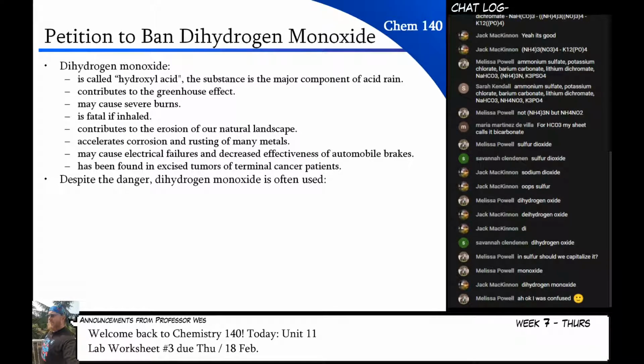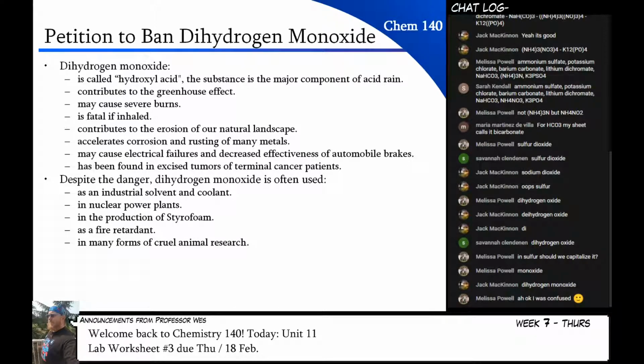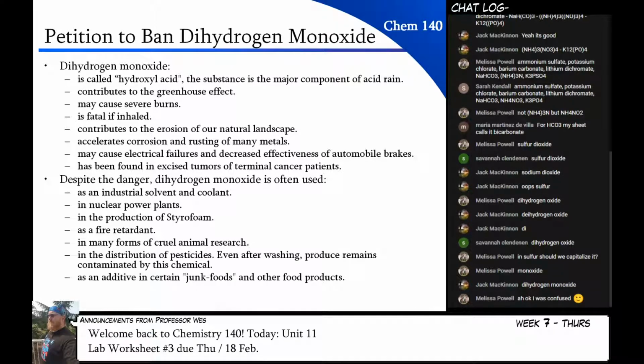And it's all true. And despite this danger, dihydrogen monoxide is still used today for the following things. We use it in industry as a coolant. We use it as a solvent. We use it in nuclear power. We use it to make styrofoam. We use it as a fire retardant. Animal research uses dihydrogen monoxide. We use it for pesticides. Even if you wash it, you can't get rid of it. It's still there. It's in junk food and other products.